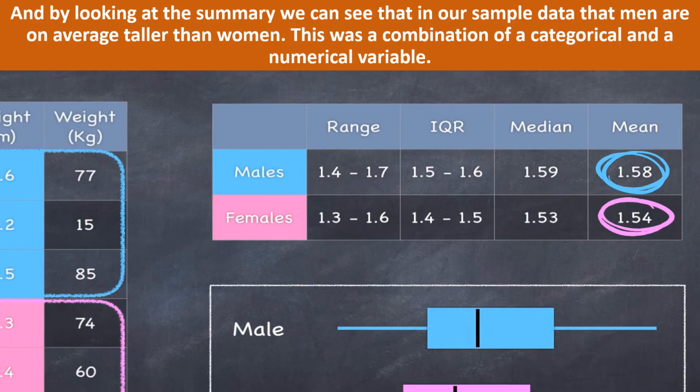Okay, people, if you look at the blue circle and the magenta circle there on the right hand side in the table, just by looking at this summary, we can see that in our sample data men are on average taller than women, just by looking at the mean. This was a combination of a categorical and a numerical variable.